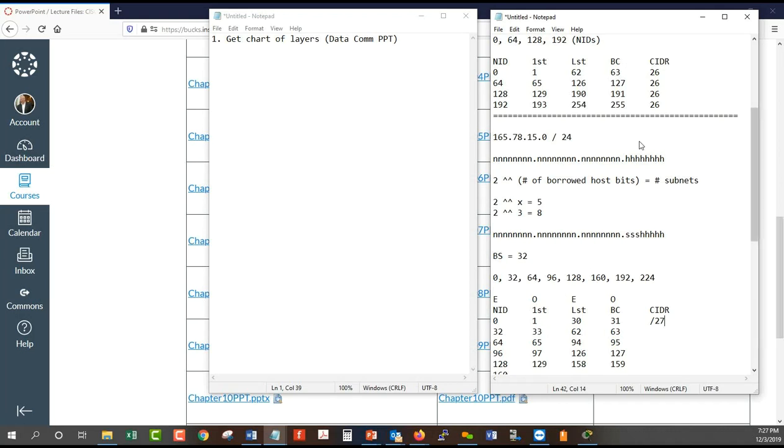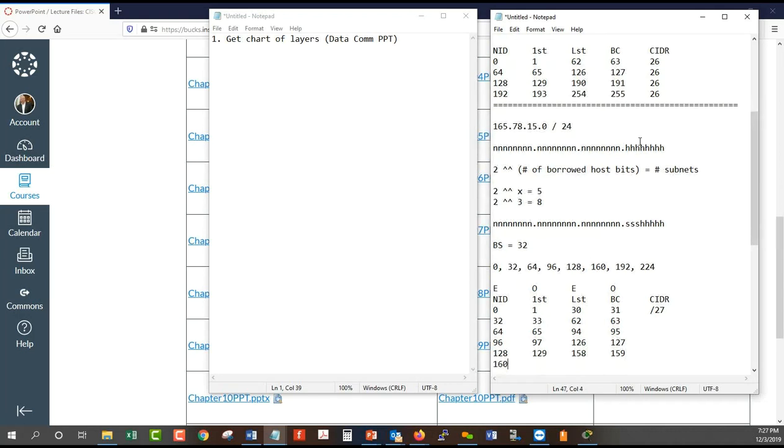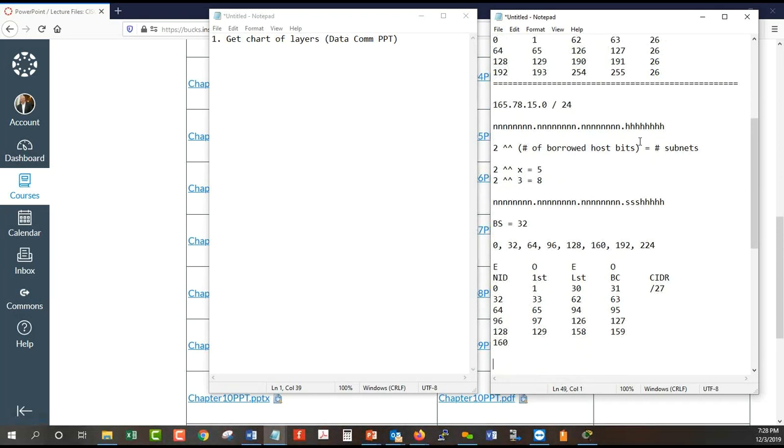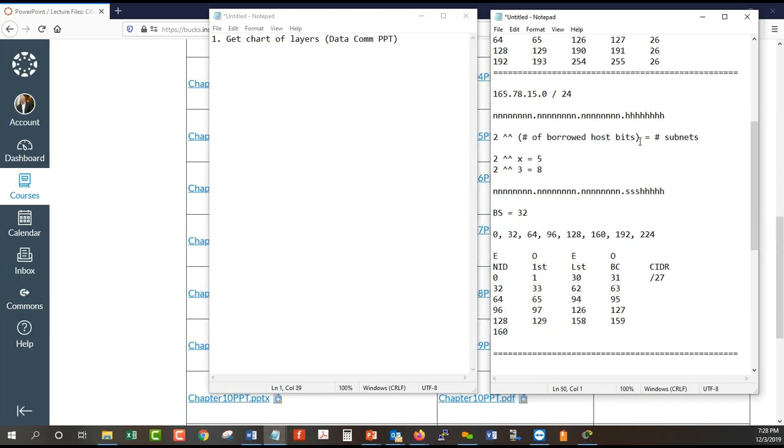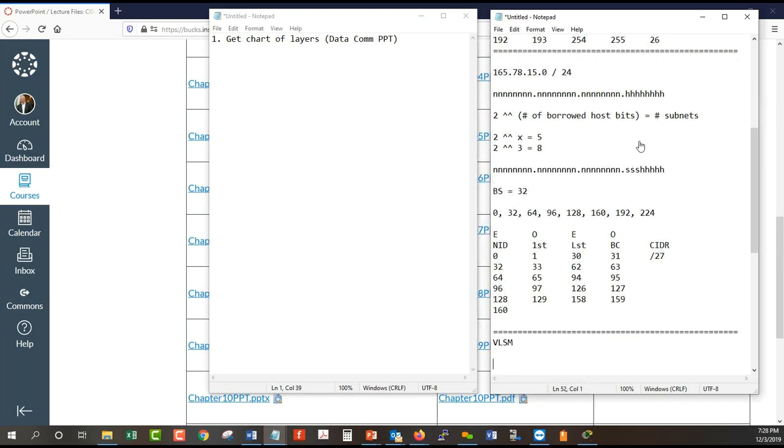Okay, very good. Good. Patrick, do you think you want me to do a third one, or is this good? Do you want to move on to variable length subnet masks? Okay, very good. We will move on. VLSM is what we're going to work on next.